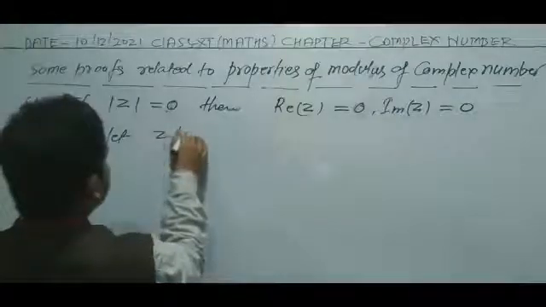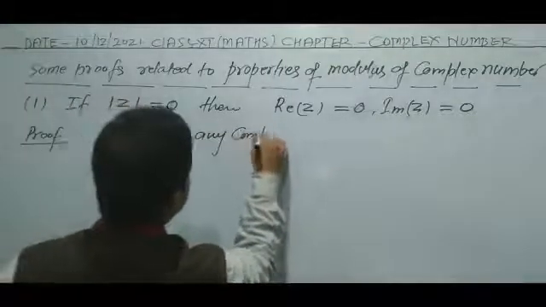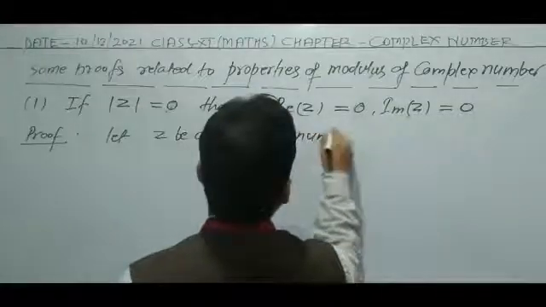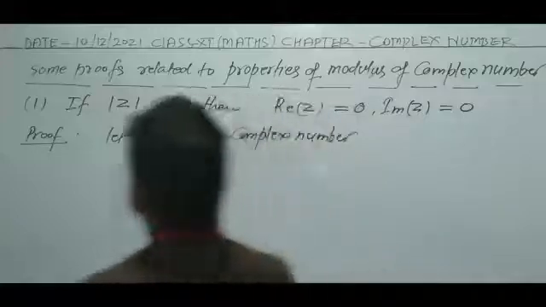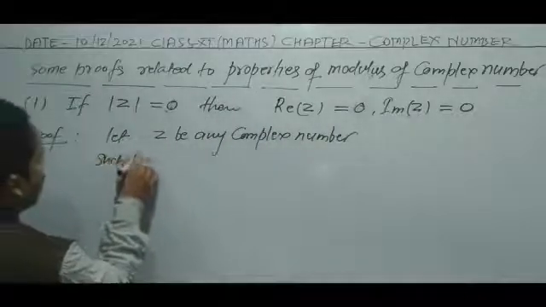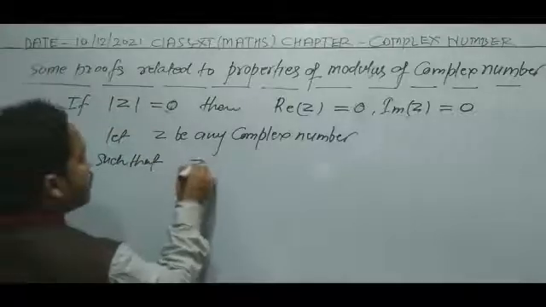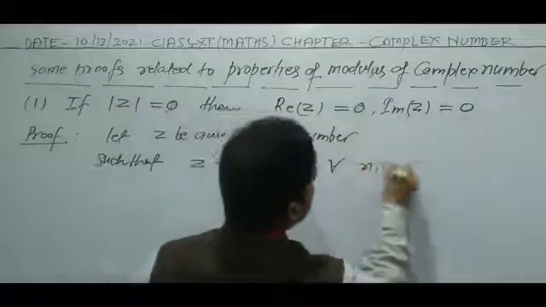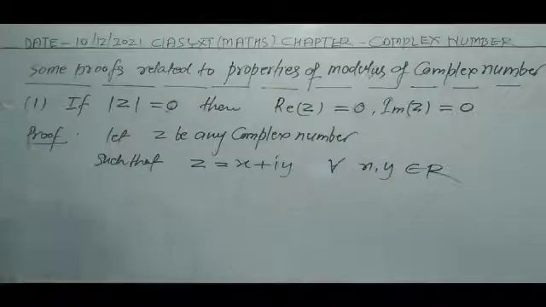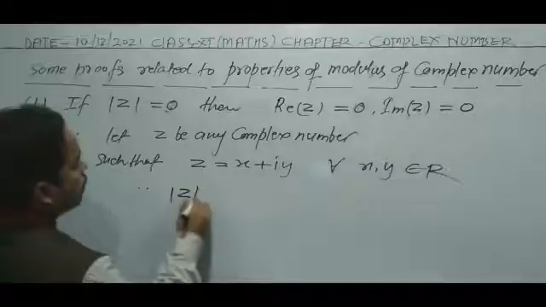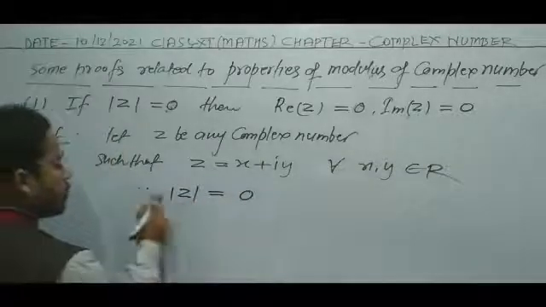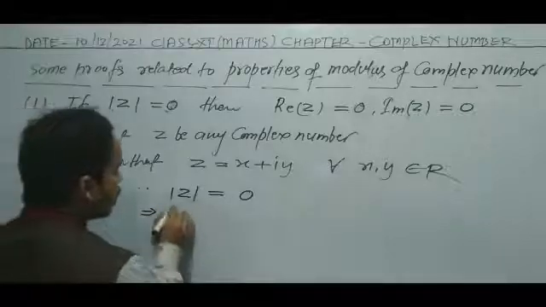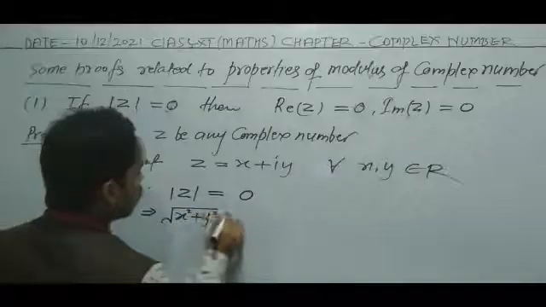Let z be any complex number such that z is equal to x plus iy for all small x comma y belongs to real. Now since it is given mod of z is equal to 0, this implies we can write root over x square plus y square is 0.